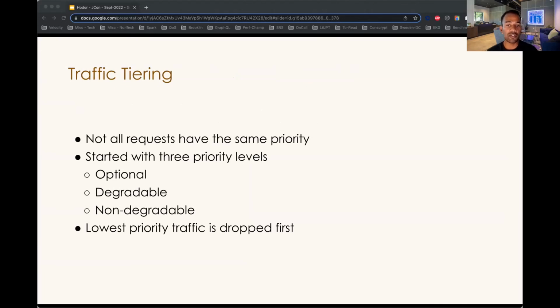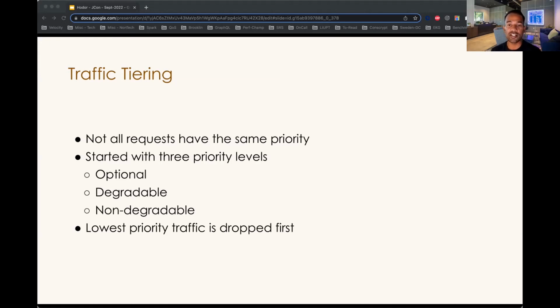At LinkedIn, microservices receive requests from members who are active on our site and also from offline systems, which need additional data from services. Obviously, the request from online members is more important than the request from offline jobs. So to prioritize dropping lower priority requests first, we introduced traffic tiering, where every request in our call tree carries the priority associated with it, to be able to use it intelligently during load shedding.